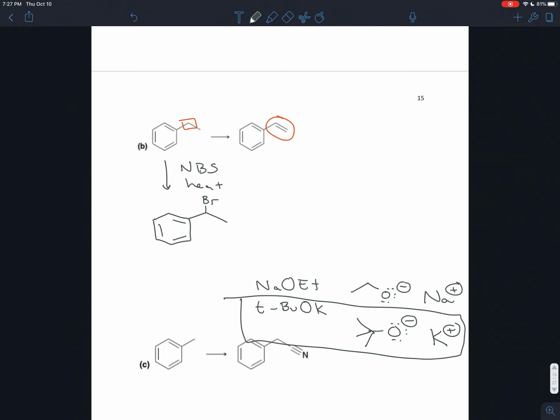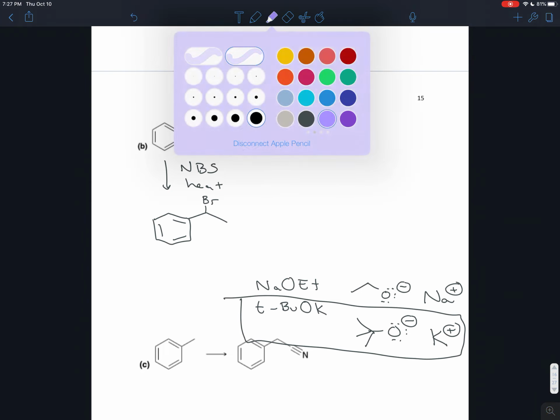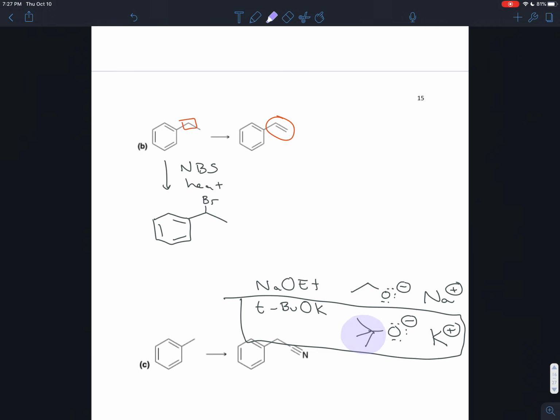I personally would tend to gravitate toward the potassium tert-butoxide just because it's so bulky. The tail of that is so bulky that it really prevents this from ever acting as a nucleophile. It very rarely acts as a nucleophile. It's almost always a base. In the case of sodium ethoxide, it usually acts as a base, but it's also skinny enough where it can act as a nucleophile and cause substitution reactions. So either one would work. It'd be fine. It'd be acceptable. But I would tend to go for the potassium tert-butoxide.